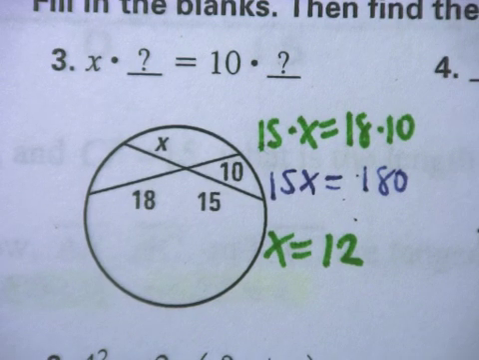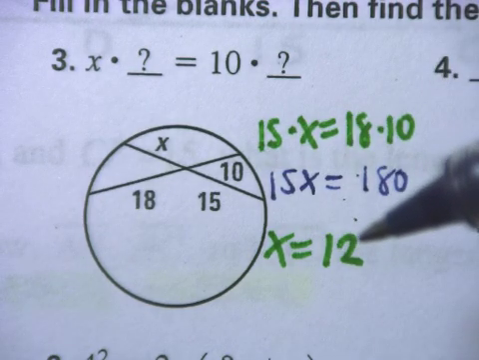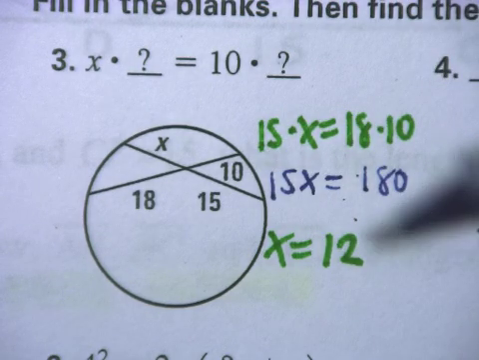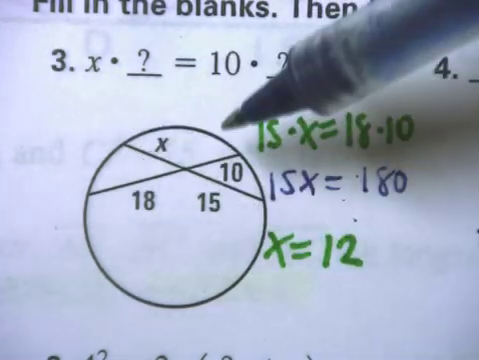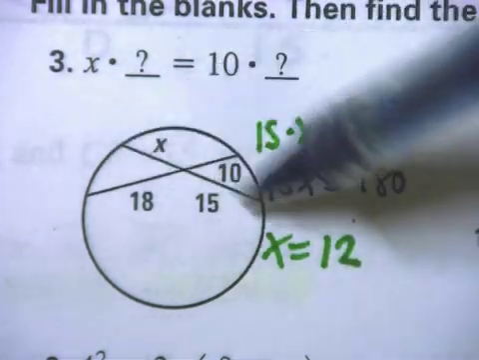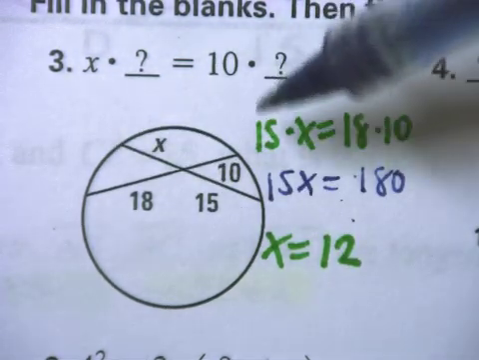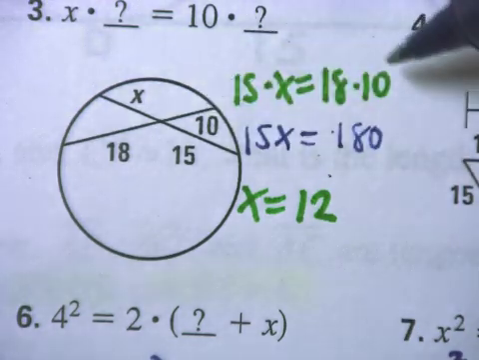Okay, class, so we're on page 632, and we're doing questions 3 through 8 right now. And they want us to find the value of x. Well, here I have two chords which are inside the circle. And if you remember, we said that if we multiply the two parts of the chord together, they should be equal to the product of the other two parts of the chord. So this is x and this is 15, so I'm going to multiply the x and the 15, and that should be equal to the product of the 18 times the 10.